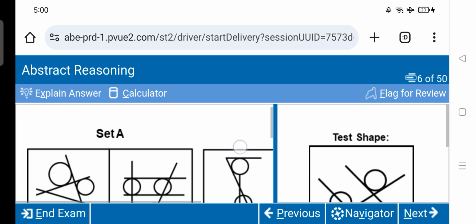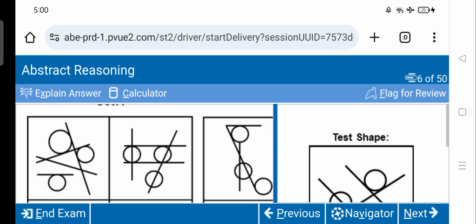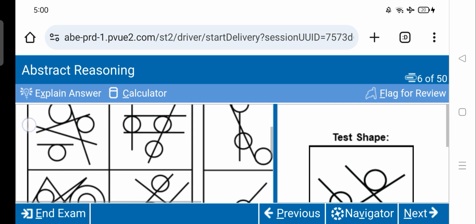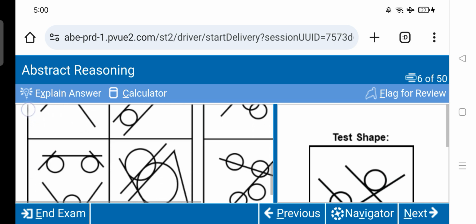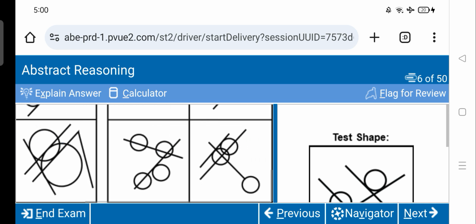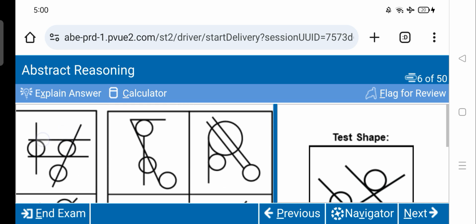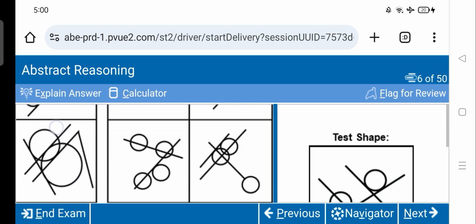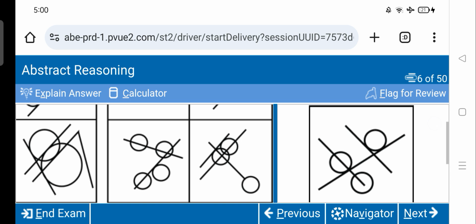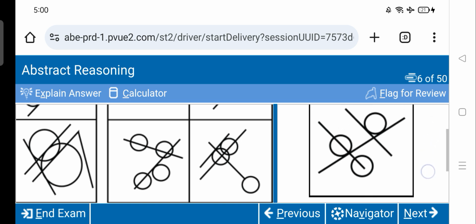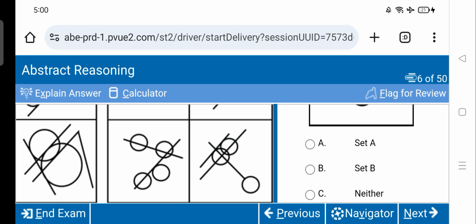Then next we have a different set of shapes. In set A we have these types of arrangements of shapes like this, and then in set B we have these shapes. The test shape that is given to us is in that form. Options are option A, set A, option B, set B, and option C, neither.